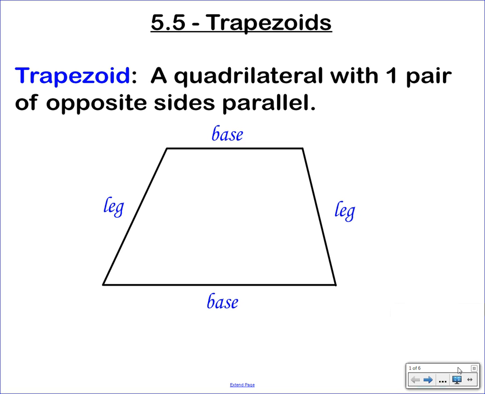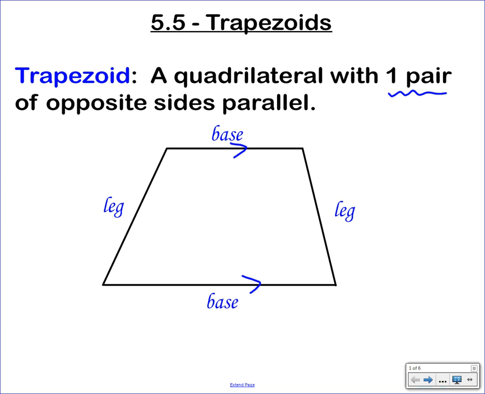From the websites I had you look at and through your definitions, you should have the definition of a trapezoid. It's a quadrilateral with one pair of opposite sides parallel. Only one. Remember, a parallelogram has two pairs of parallel sides. So the parallel sides are called the bases. The non-parallel sides are called legs.